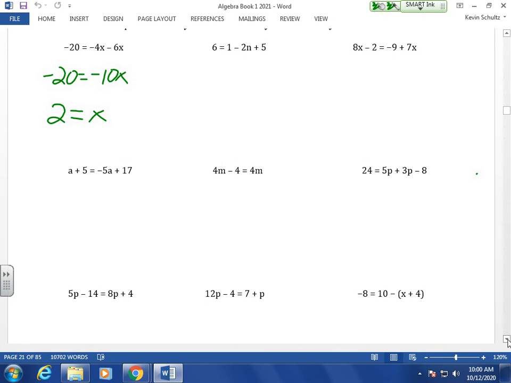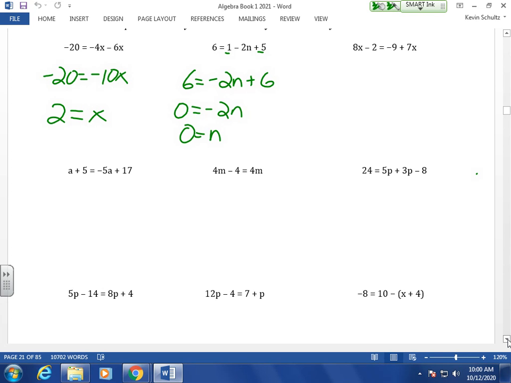Okay. The next one, again, combining those like terms, positive 1 and positive 5. That gives us 6 equals negative 2n plus 6, which when you subtract 6 to move it over, you get 0 equals negative 2n, and of course, what number times negative 2 equals 0? 0 is your value for n, 0. Sometimes folks put it can't be done, right? But it can be done. Negative 2 times 0 does equal 0.